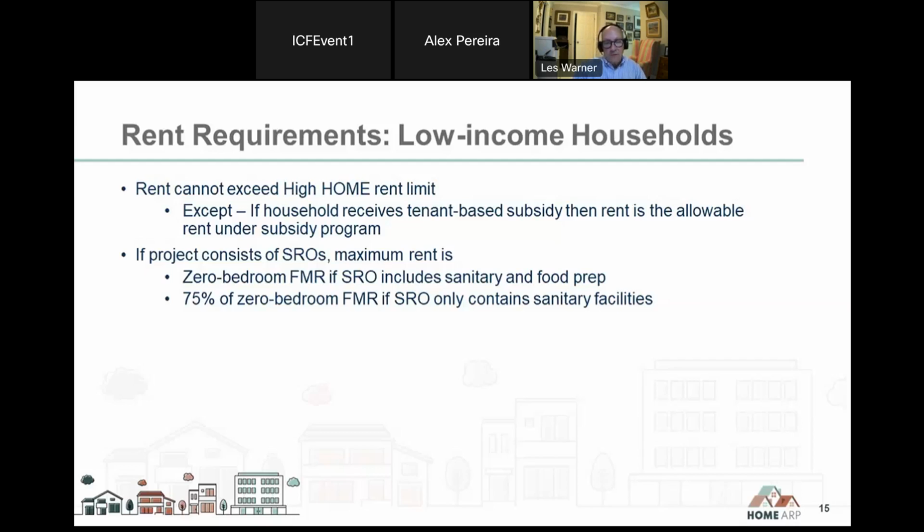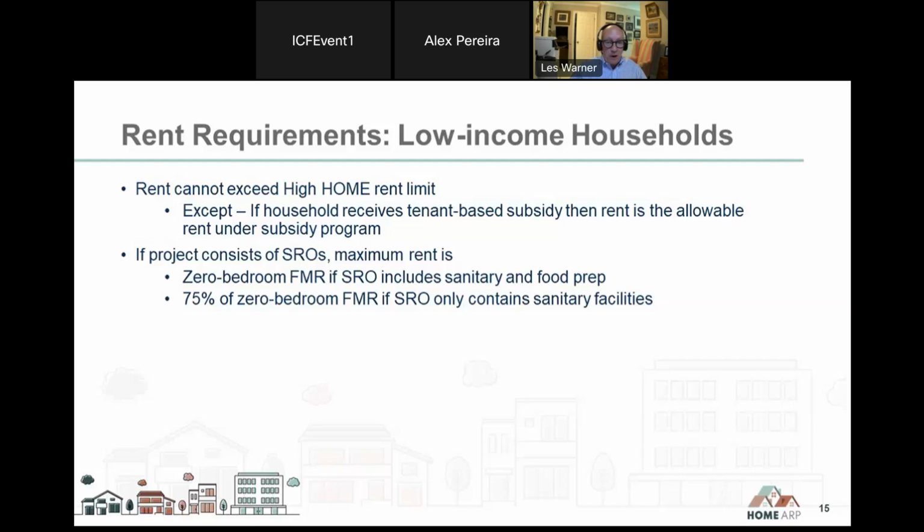But we also will have single room occupancy units that maybe have their own bathroom, but they're sharing a kitchen, or maybe they have cooking facilities in their room, but the bathroom is down the hall. So we're not going to charge them that full 0-bedroom fair market rent, because their unit's not really comparable to that. It doesn't have both sanitary and food prep facilities. So in that case, we're going to look to a reduced maximum rent, and we're going to use 75% of the 0-bedroom fair market rent, and that's going to be our maximum rent that can be charged.